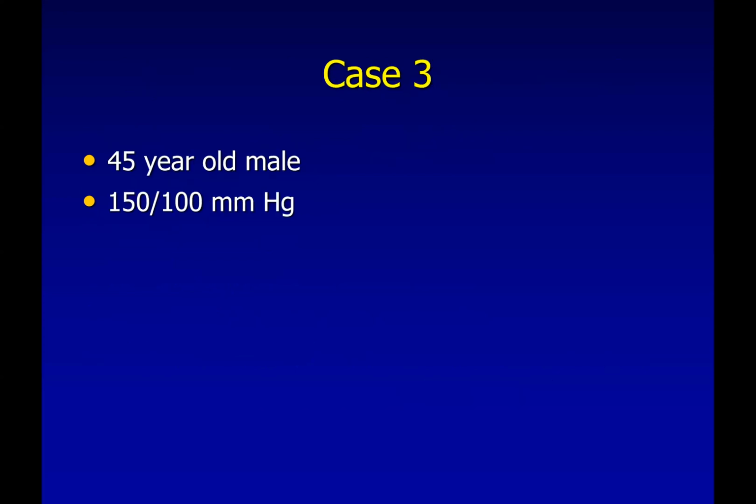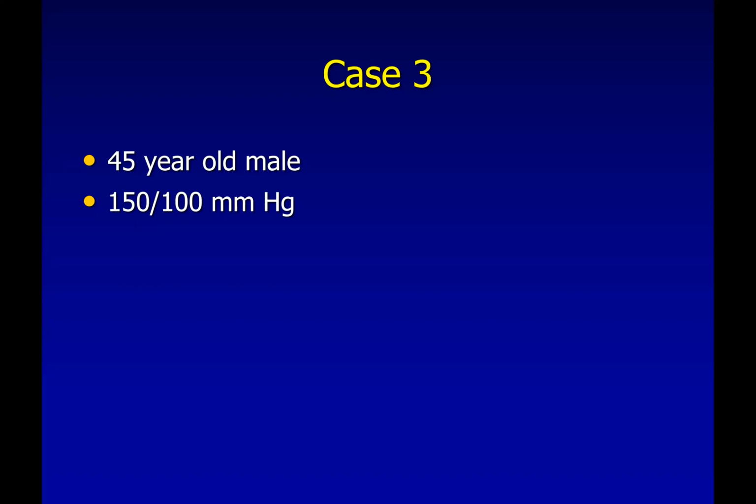Now this is the third case, again simplistic: a 45-year-old male, 150 by 100 millimeter mercury. So this is stage 2 hypertension, because the diastolic is not between 90 to 99 millimeter of mercury. Mind you, when you have a high blood pressure like this, number 1, I already said lifestyle modification. Number 2, pharmacotherapy. In a patient who has stage 2 hypertension, probably you will need to give 2 drugs. It is not a simple process.